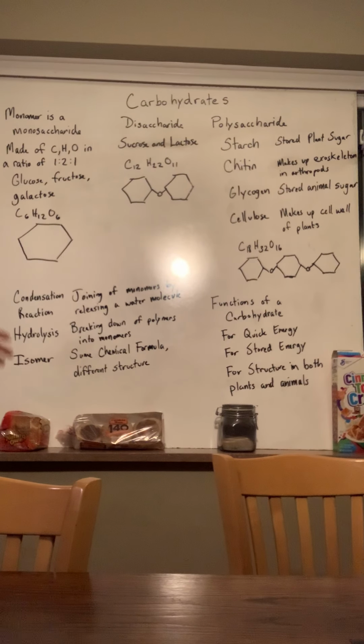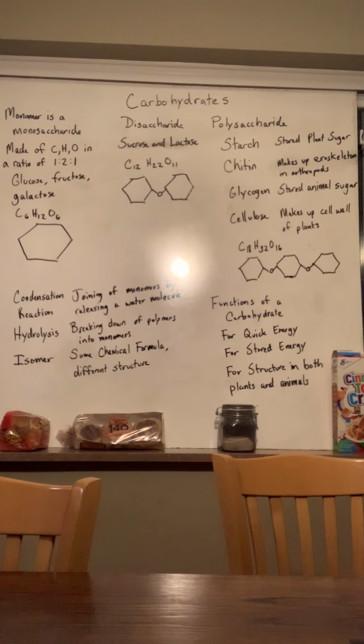Now, under each one of these different categories, we're going to place other cards down. So we want to make sure that we find those other cards as we go through every single one of those categories. So we're going to go with the monosaccharide first. Now, your monosaccharide, you're going to find the card that says made up of CHO in a ratio of 1 to 2 to 1. Then you're going to find your examples of monosaccharides. That's going to be your glucose, fructose, and galactose.